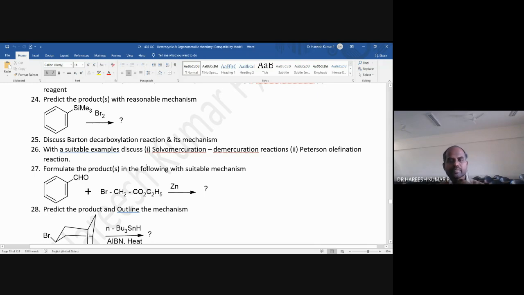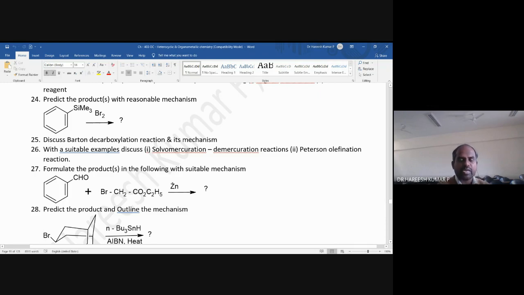And then here, formulate the products in the following with suitable mechanism. So what is happening here? Zinc. So zinc is an organometallic reagent. I think you are aware about the Reformatsky reaction.